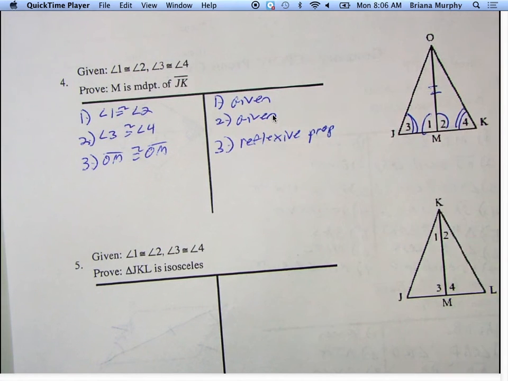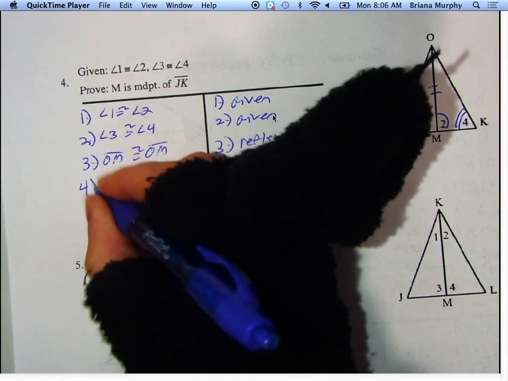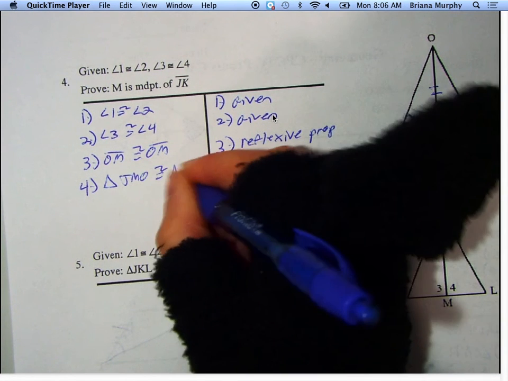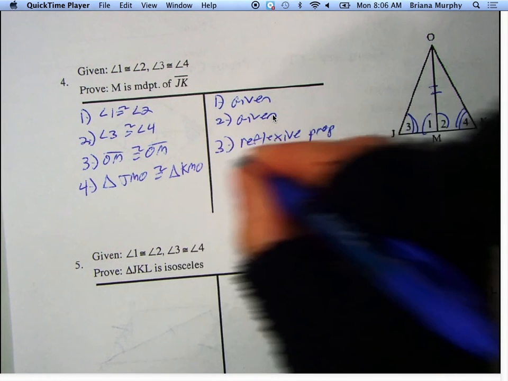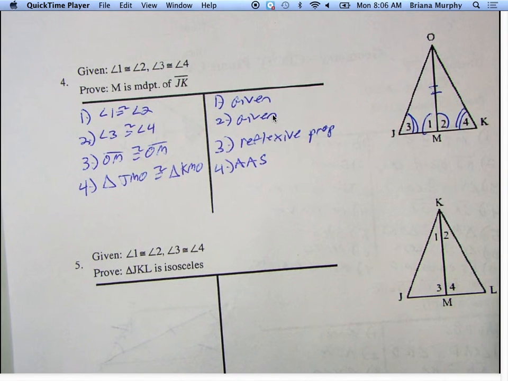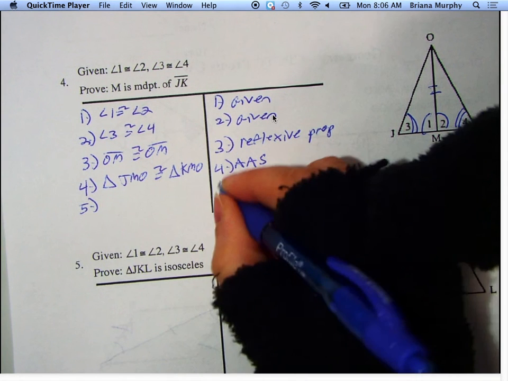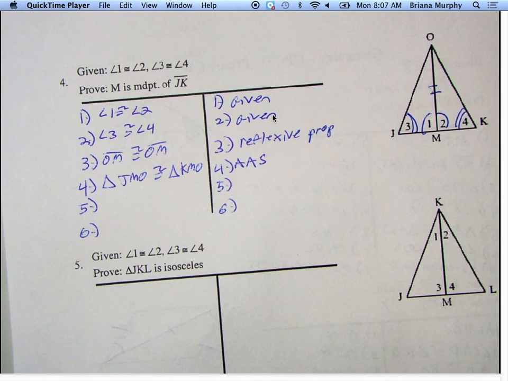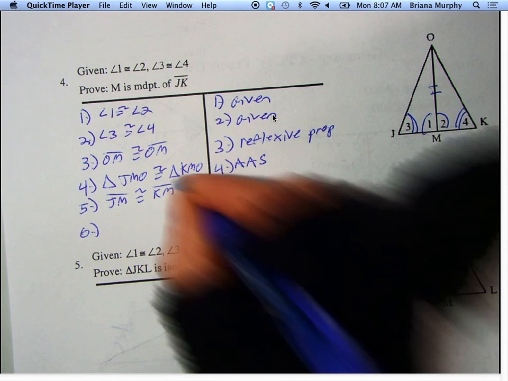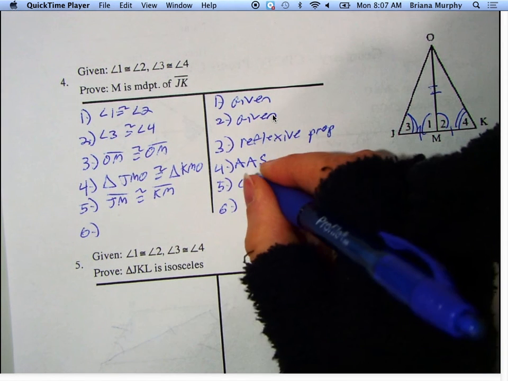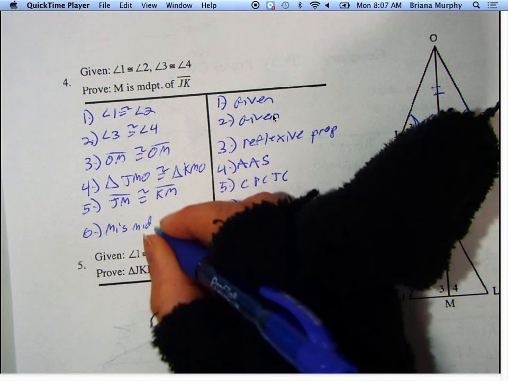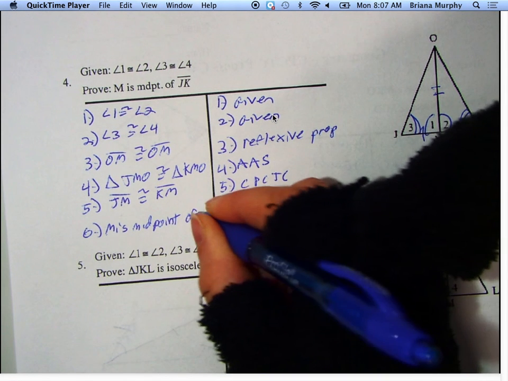Okay. Do I have the triangles are congruent now? Okay, step four, triangle JMO is congruent to triangle KMO, good. By angle, angle, side, right? Okay, so I wanna use midpoint. So what is the step that I usually use after midpoint, but I'm gonna use it in reverse? JM is congruent to KM by CPCTC. Okay. And M is a midpoint of JK by definition of midpoint.